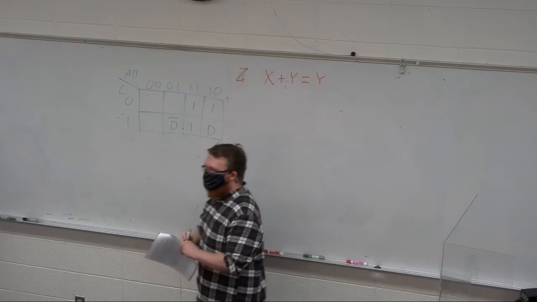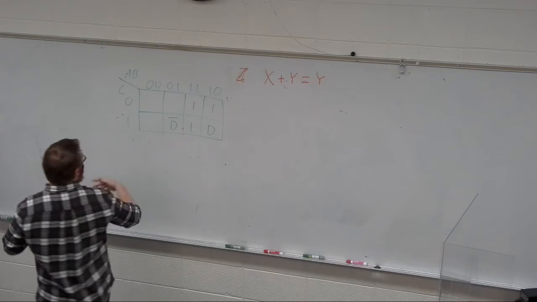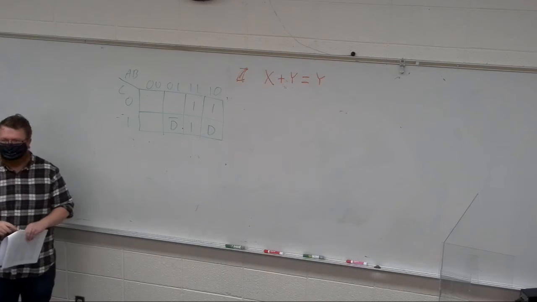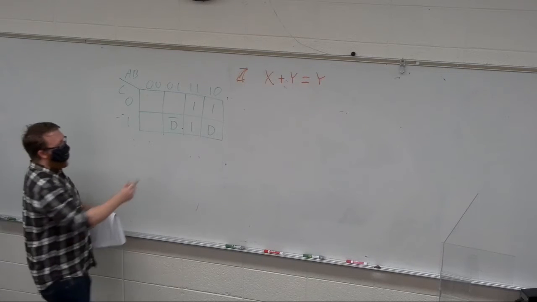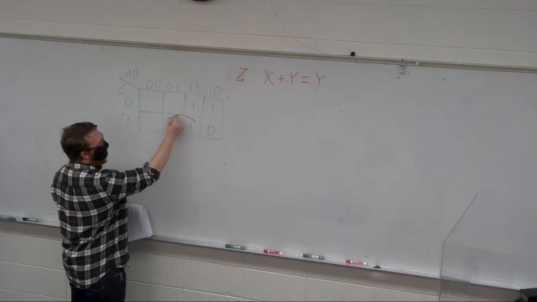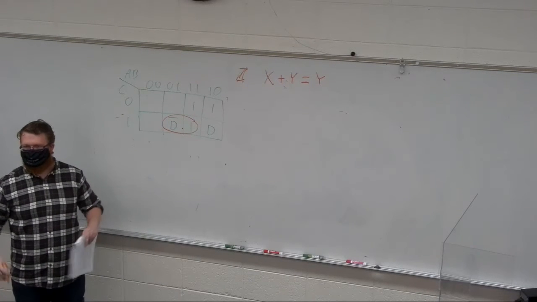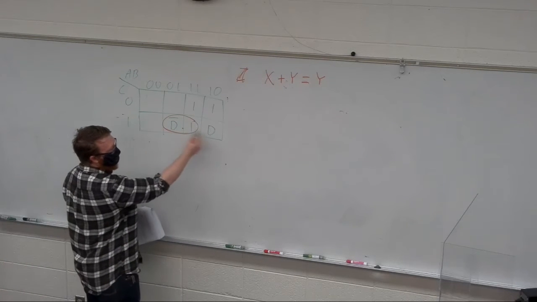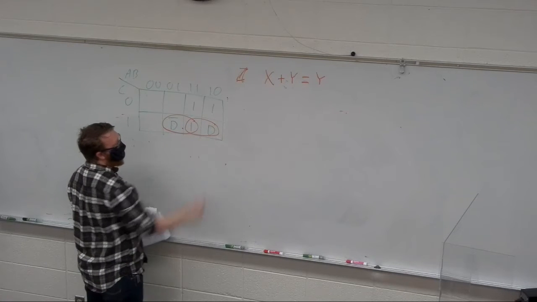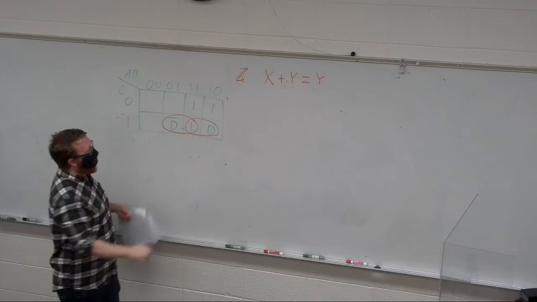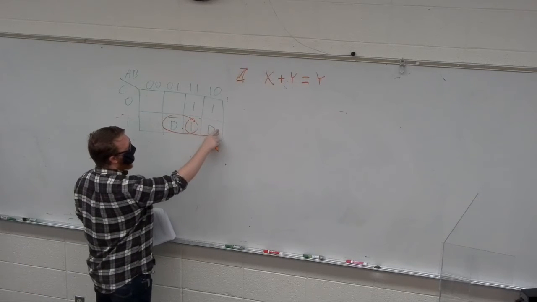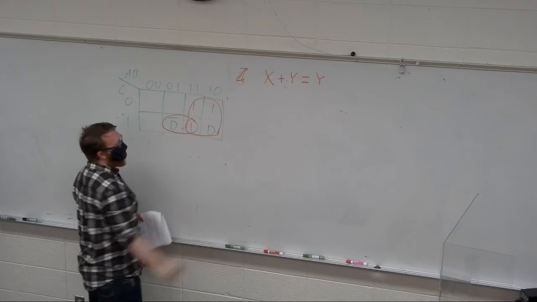So if you say X or Y is Y, well, where in this map do we have that? Well, D bar or 1 is 1, right? Same thing with D or 1 is 1. But let's not be that way. We've got a bunch of 1s. Let's use them, right?